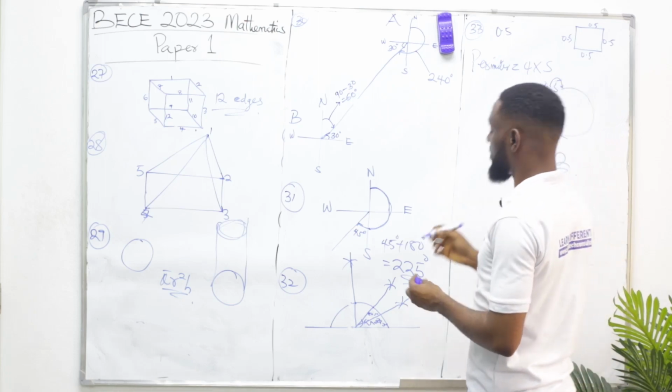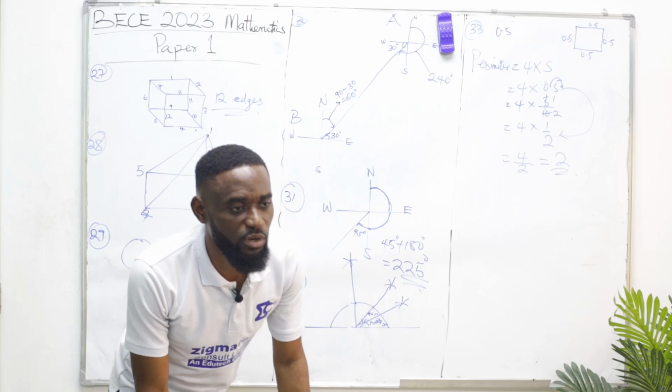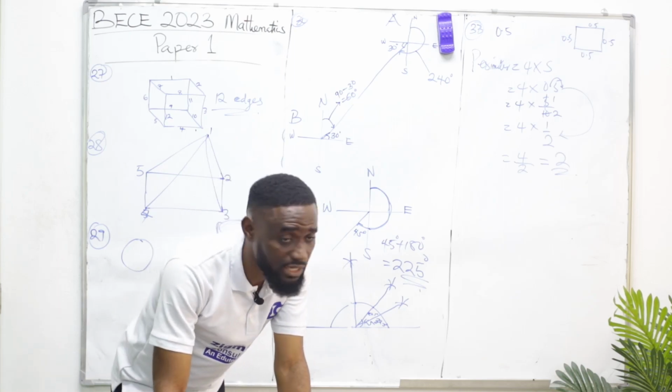So the perimeter of a square whose sides are 0.5, the perimeter is 2. So 2 meters is the correct option. All right? Okay.